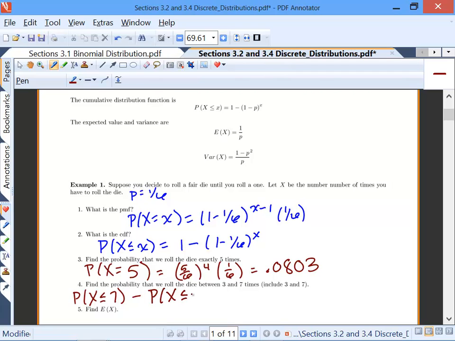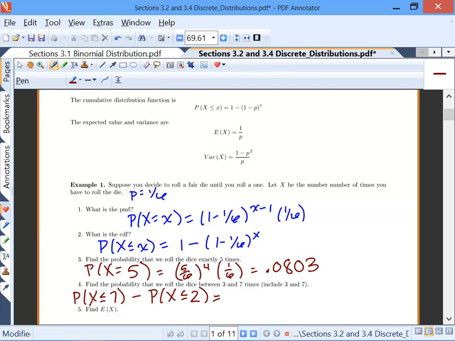Why is it 2? Because I want to include 3. If I subtract out x less than or equal to 3, then I'd be subtracting out the probability of the 3. So you're going to have to think about it each time. It probably won't come very naturally for a while. You're going to have to think, well, what do I need to subtract to make sure I still include my 3?